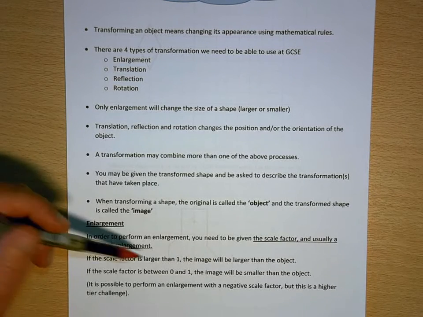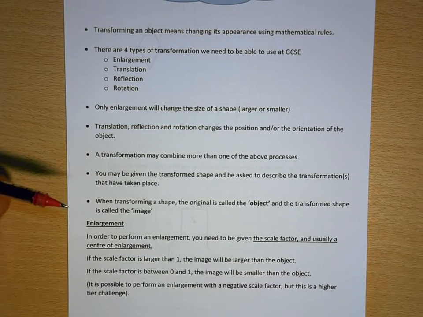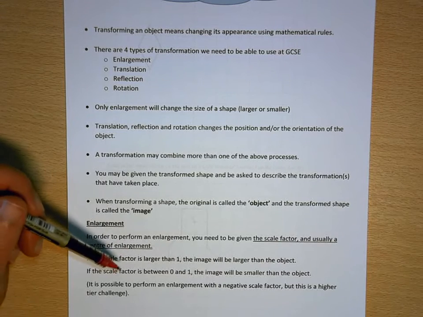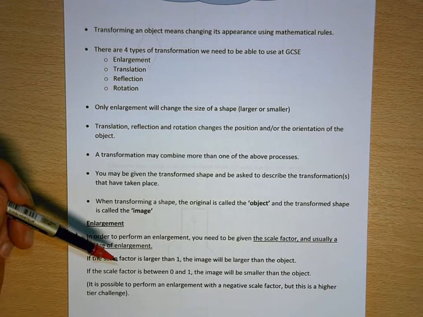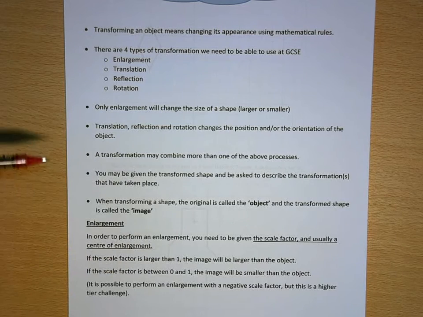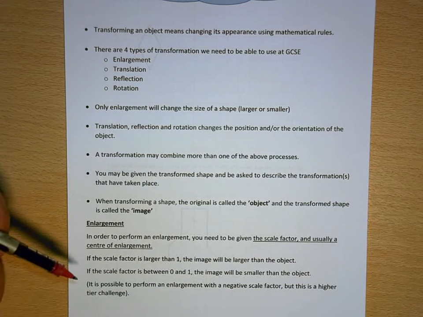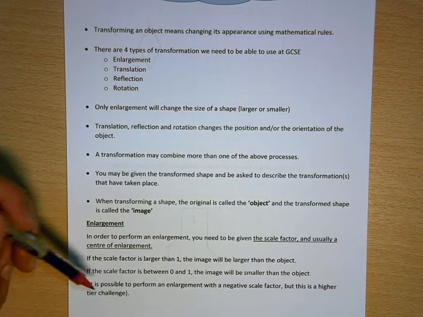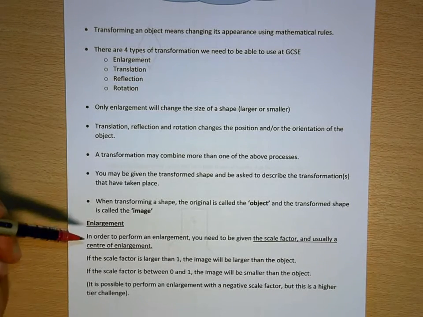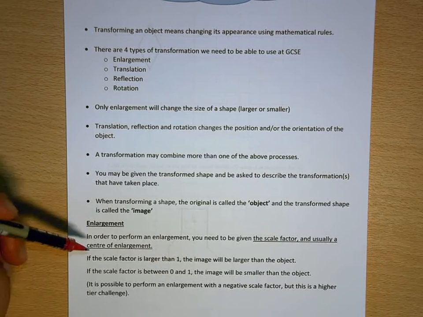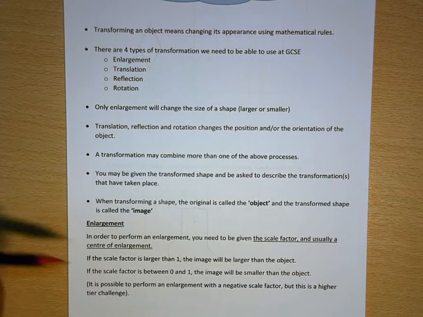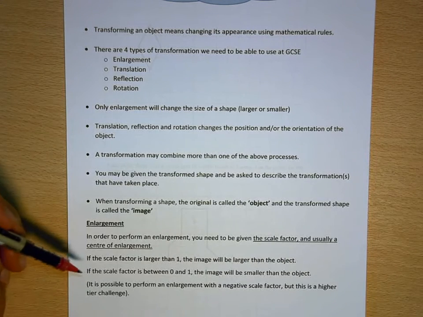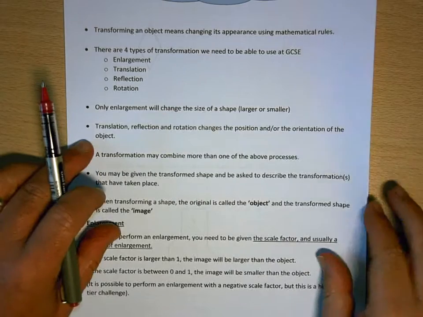If the scale factor is larger than 1, the image will become larger. If the scale factor is between 0 and 1, so a scale factor of 1/2 for example, then the image will become smaller than the object. It is possible to perform an enlargement with a negative scale factor, but at intermediate tier we don't need to worry about that. So as long as we can handle a positive scale factor greater than 1, which will make something bigger, or a positive scale factor between 0 and 1, which will perform a reduction.